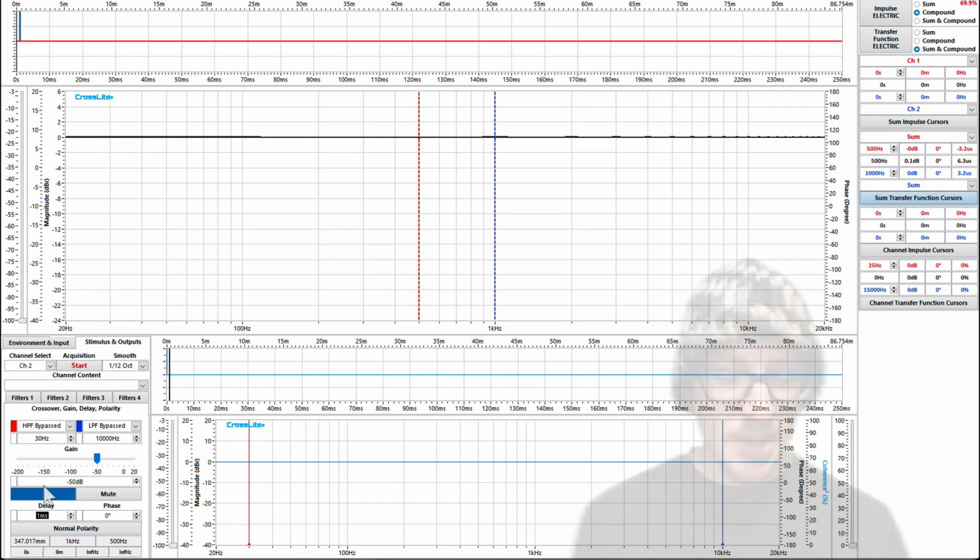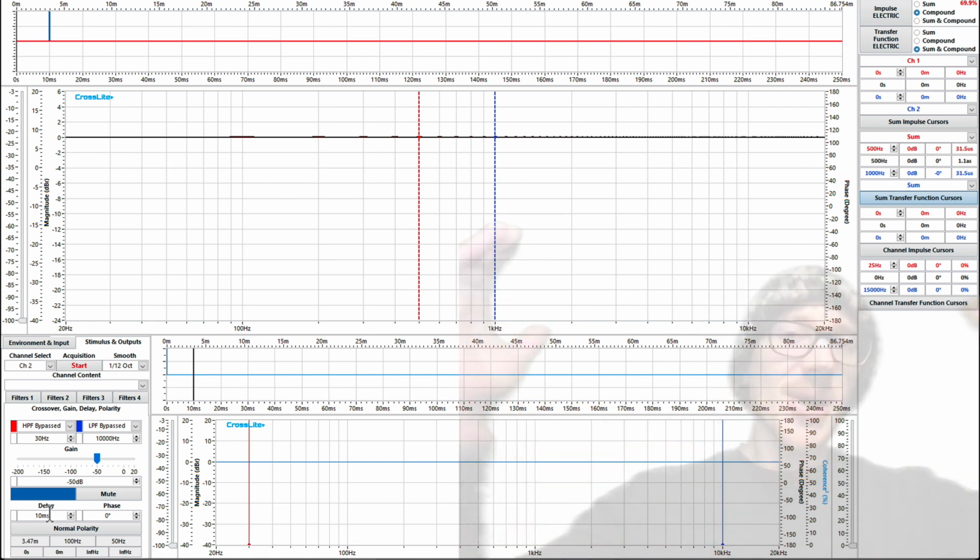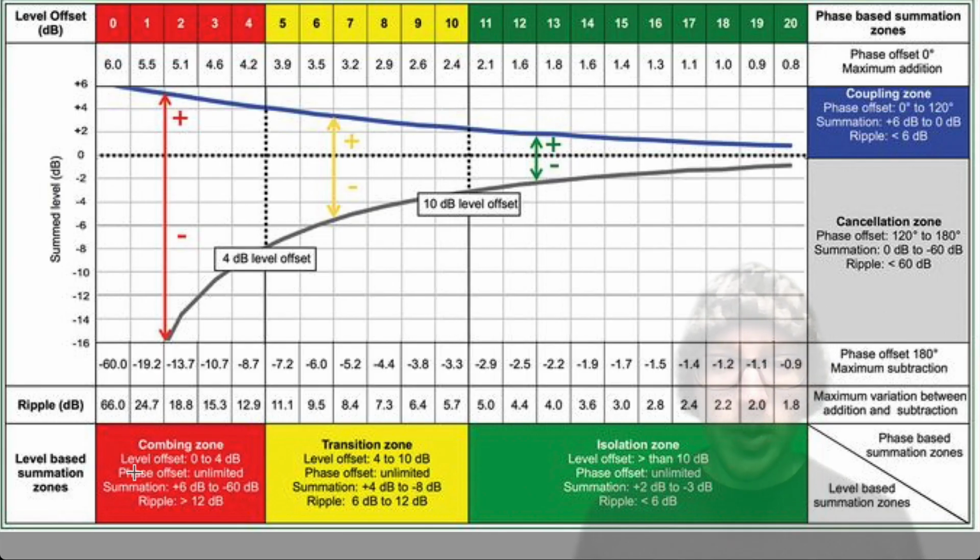So I can change this delay to 2 milliseconds, 10 milliseconds. It doesn't matter, I can change it all day long, and the sum isn't affected. And that's why we say that when it comes to magnitude and phase, that magnitude is the tiebreaker. Because if you turn something all the way down, there's no sum anymore, right? Okay. So that was just a quick overview of the level-based summation zones.